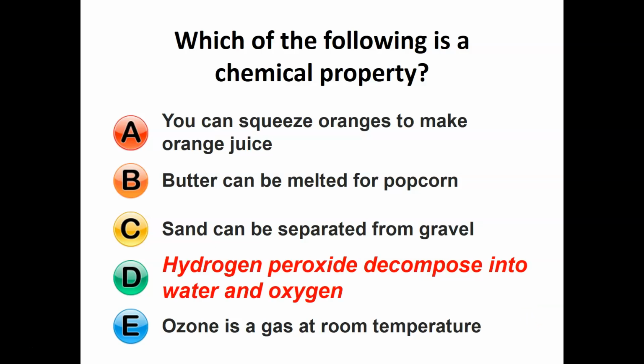Choice D is the chemical property. The rest are not chemical properties. The rest are describing things you can physically do or describing physical changes that can happen, describing the appearance of something, a property. So D is the only one where a new molecule is being formed. We're going to make water and oxygen.